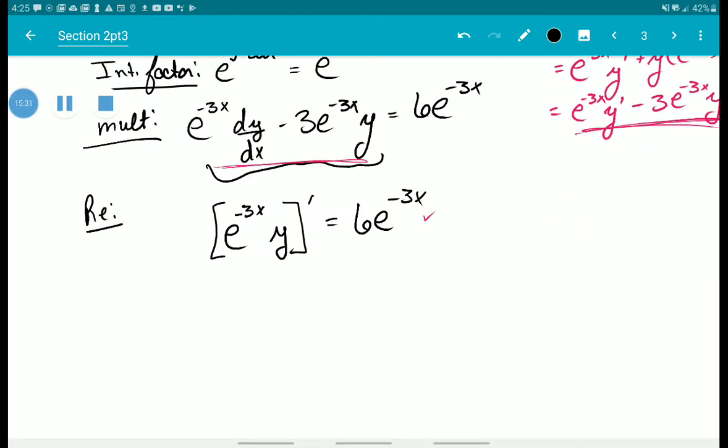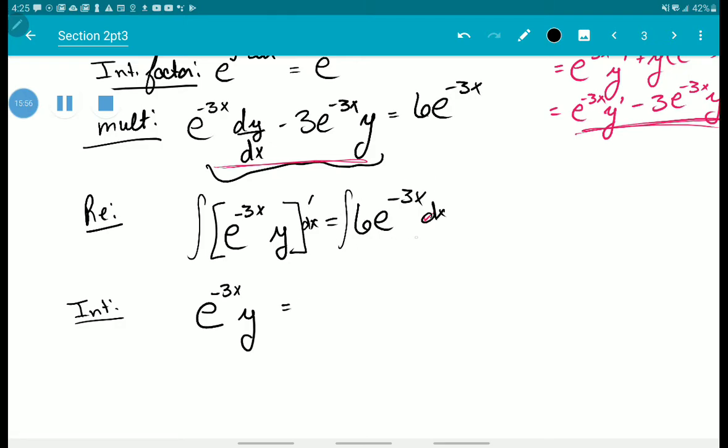So once we do that, then we're going to do the integration. I'm going to integrate both sides. Technically, what's happening is we're multiplying both sides by dx. When we integrate the left, taking the integral of something we want to differentiate, it's going to leave us with that e to the negative 3x times y.